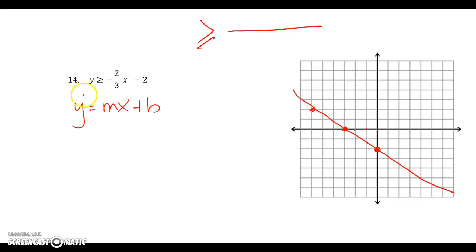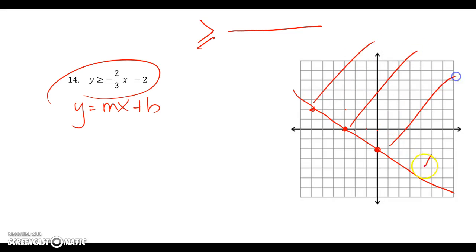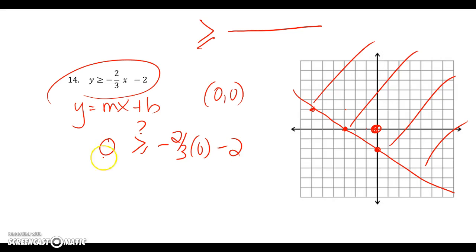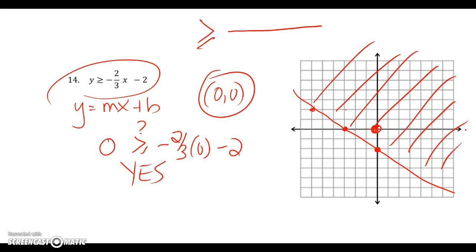Now I'm going to read this out loud to myself. y is greater than this line. So I think greater than is up, right? Up along the y-axis. I think this is the side, but I'm going to test 0, 0. Now in this case, I think 0, 0 should work because it's on the side I think is the solution set. So let's plug it in. Is 0 greater than or equal to negative 2/3 times 0 minus 2? Is 0 greater than or equal to negative 2? Yes. So this point works, and we have indeed shaded the correct side.